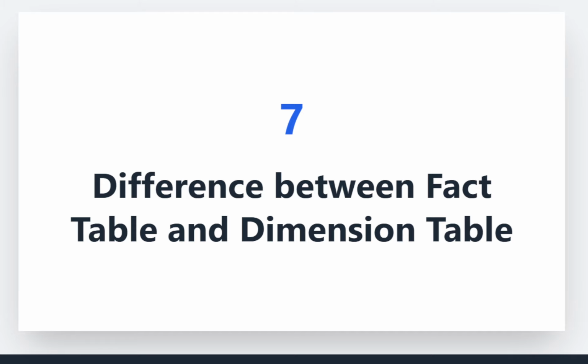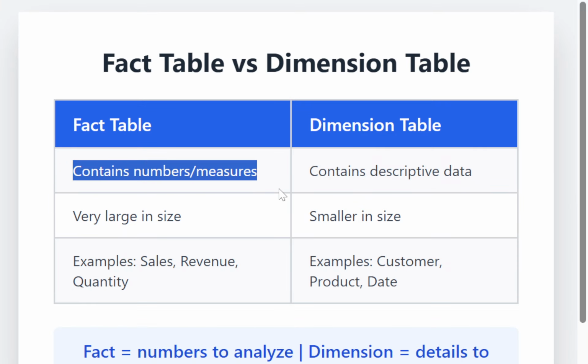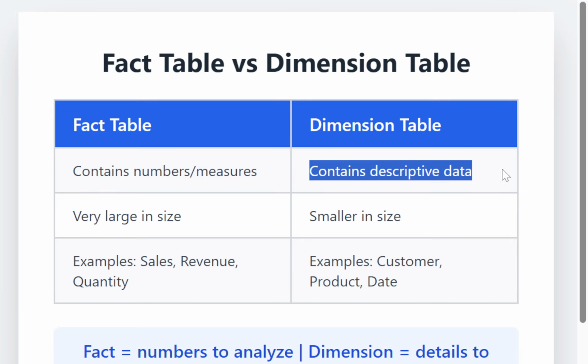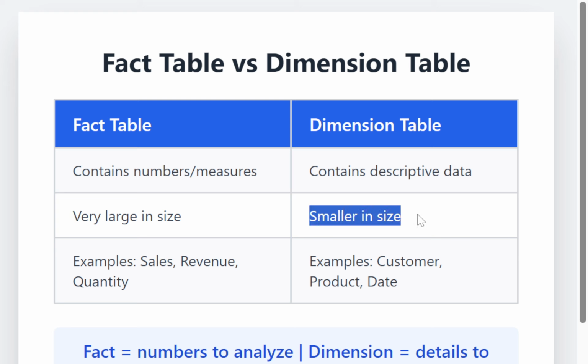Now coming to the next question, the difference between fact table and dimension table. Let's see the explanation. Fact table contains numbers or measures, while the dimension contains descriptive data. Fact table is very large in size, while dimension is smaller in size.